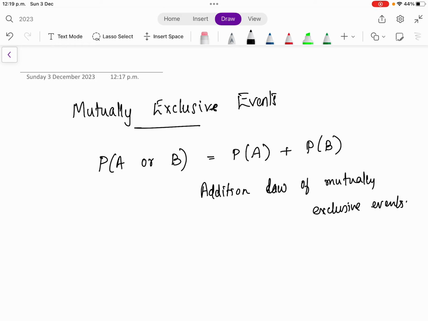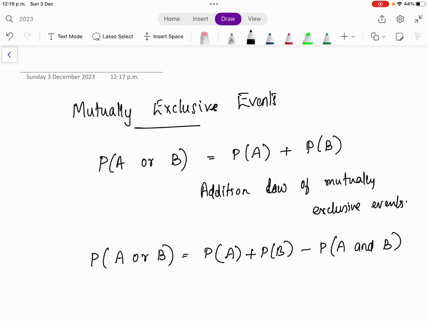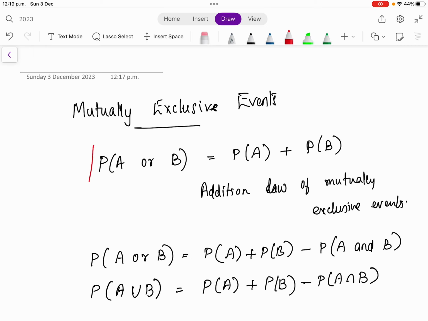When the events are not mutually exclusive, which means they can happen together, the formula is P of A or B is equal to P of A plus P of B minus the probability of these two events happening together, P of A and B. In set notation, P of A union B is equal to P of A plus P of B minus P of A intersection B. These are the two formulas you need to remember.